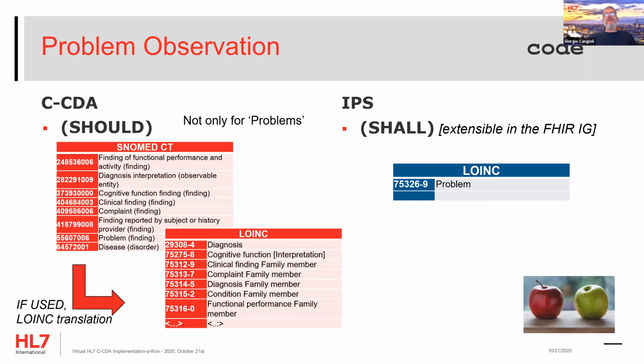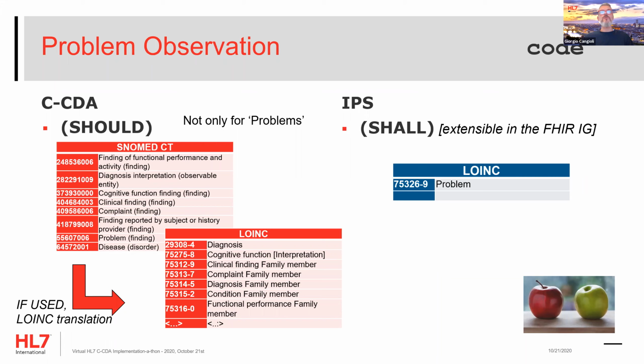IG. I believe this also comes from the fact that the problem observation in the IPS is used only in the problem list with the purpose of listing the problem. In the other case, the template is used in other contexts, like in family history or indication, constraint, and so it's clear that you may need to have more different types of observation that you may want to describe in a more granular way.